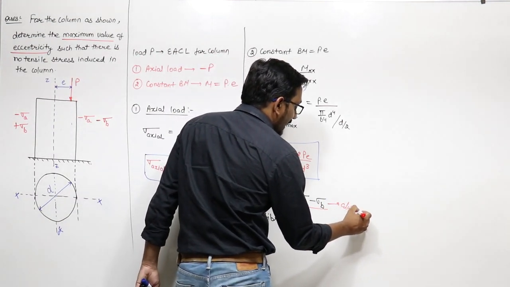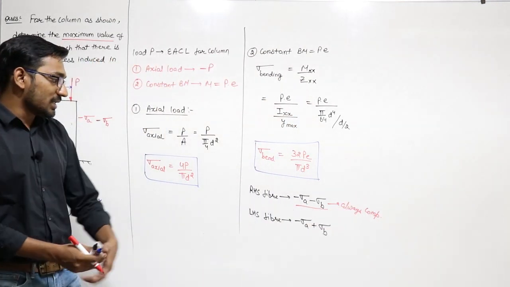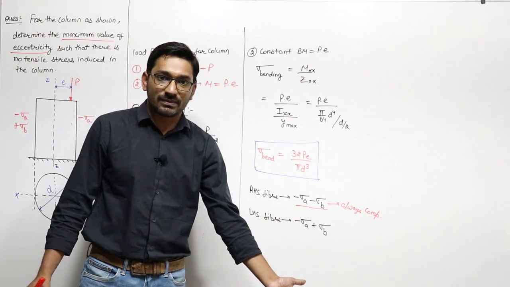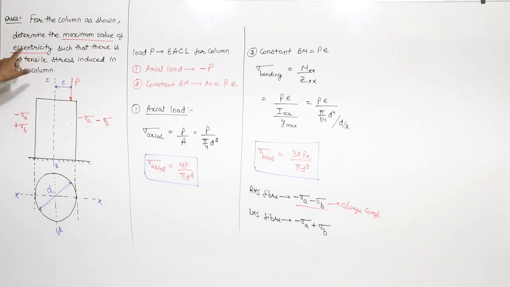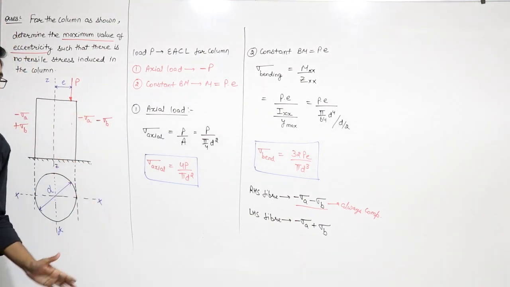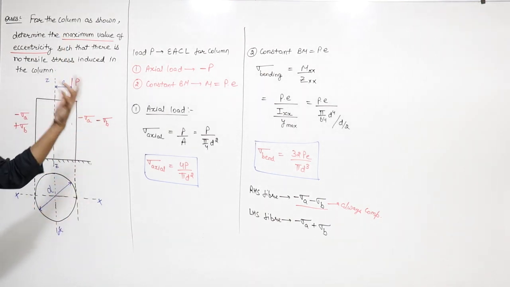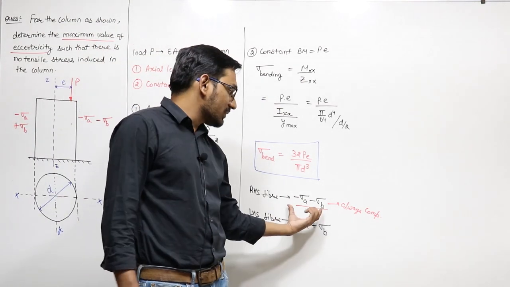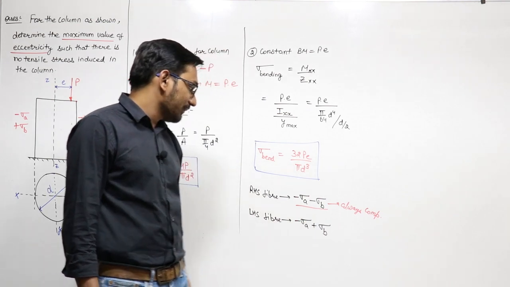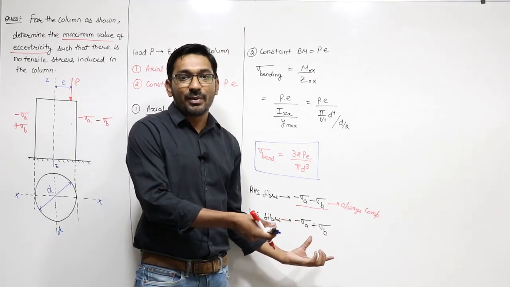This is always negative, or you can say this is always compressive, because this is minus minus, so it will be minus. So we have no issue with this, because in the question we have to say that there is no tensile stress induced in the column. So on this right hand side fiber, the stress will never be tensile, because this magnitude is always negative.